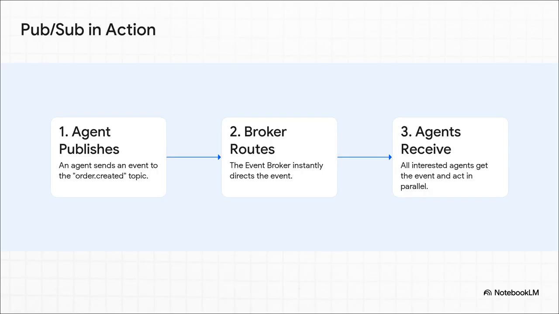Let's walk through what this actually looks like. An agent fires off an event. Let's say a new order was created. The event broker grabs it and immediately routes it to the order.created topic. And boom, every single agent that needs to know, inventory, payment, shipping, they all get it at the exact same time, and they all start working in parallel. No waiting in line, just instant coordinated action.